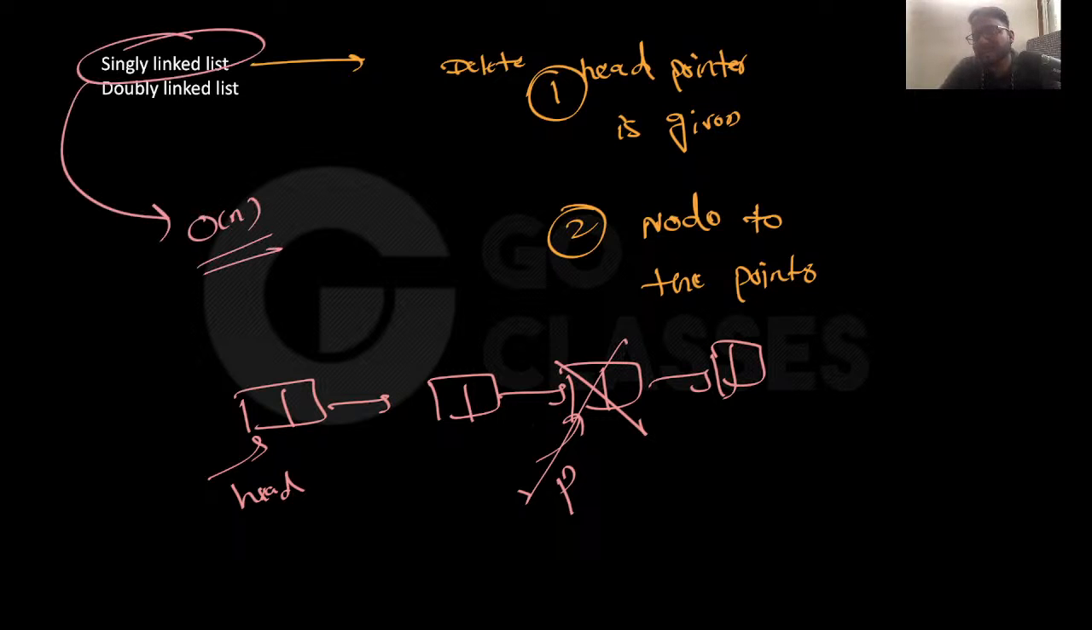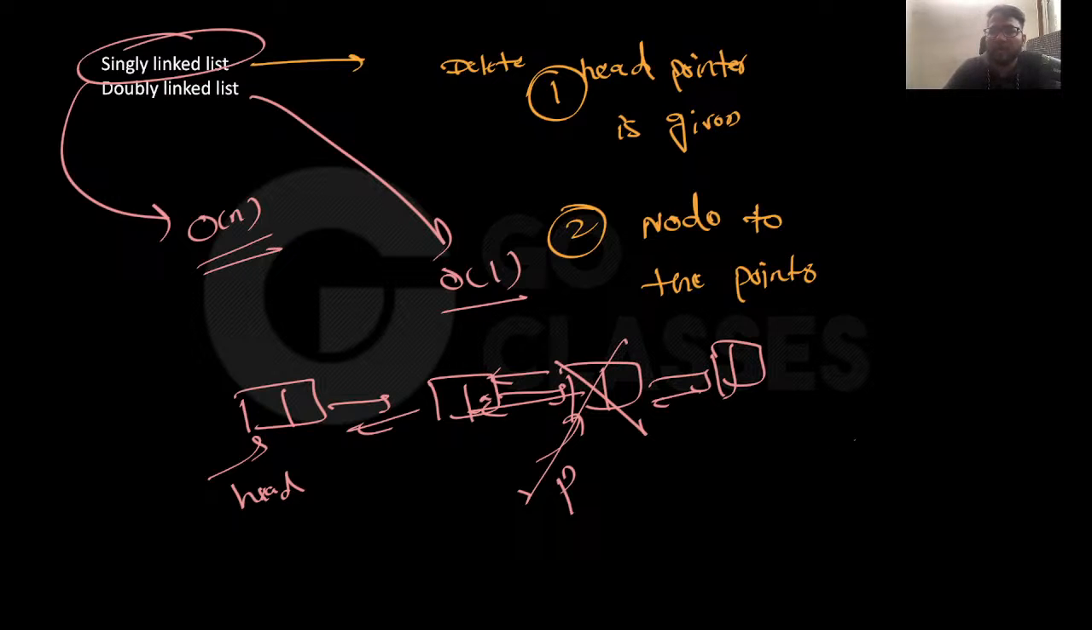But in case of a doubly linked list, if you want to go here, then you can just go in order of 1. That's why in case of a doubly linked list, it will take order of 1. Okay, let me know if you have understood.